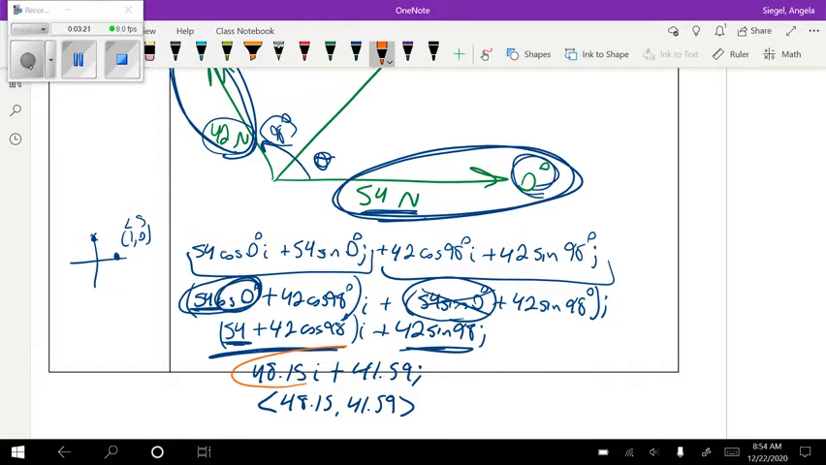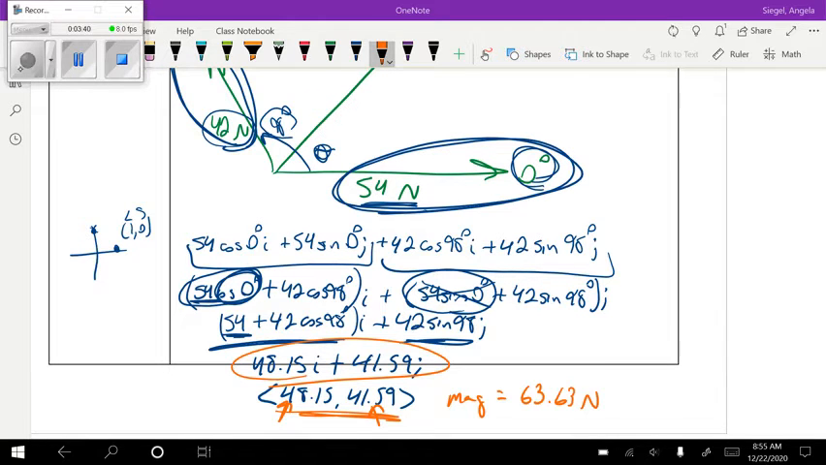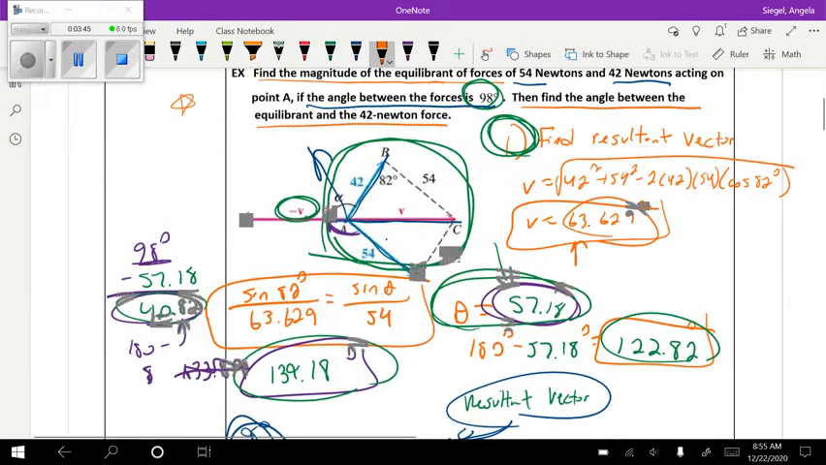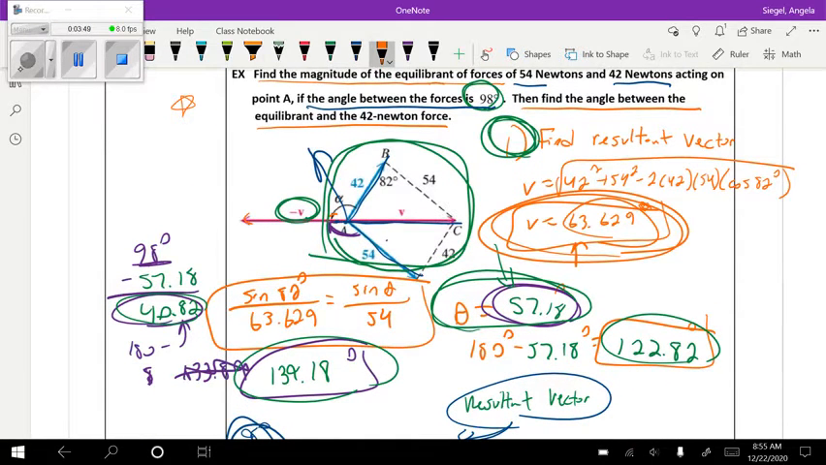Okay, so I end up getting 48.15i plus 41.59j, which is the same thing as this. So now if I have that, I can easily do the magnitude. I'm going to do this squared plus this squared equals the magnitude squared. So let's go ahead and do that. And I ended up getting 63.63 newtons. So let's go up and see how that compares. Oh, look at that. The decimals will be off a little bit, like I got right here when I did it the other way, I got 0.625, but it's going to give you what you need.